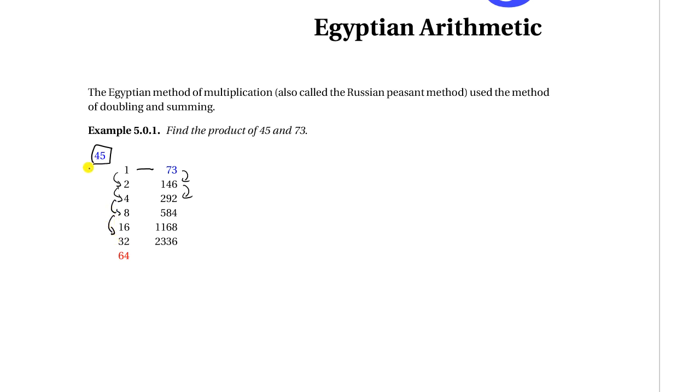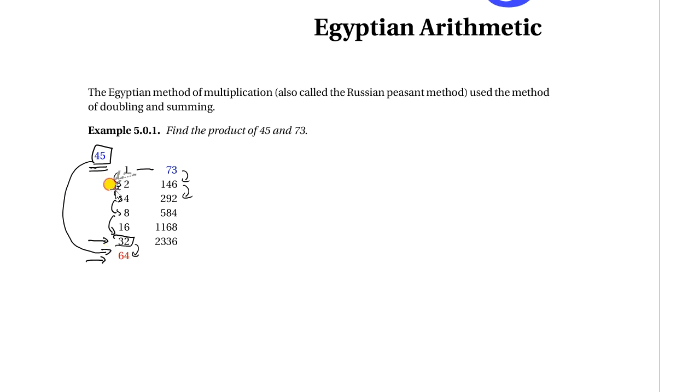Then this given number might be one of those doubled numbers, right? But if it's not, there must be 2 numbers surrounding that given number. So in this case, 32, and when we doubled it, we got 64. Then this given number 45 is between those two. Then that's the time we start.